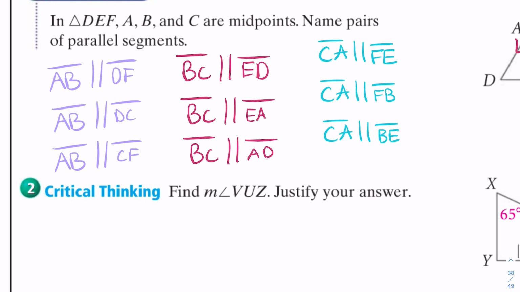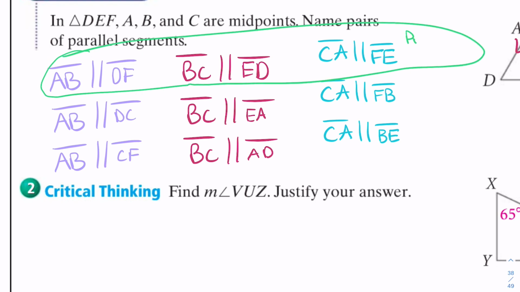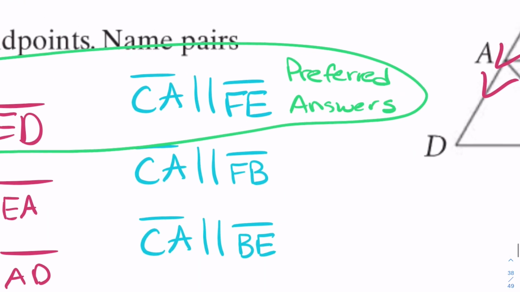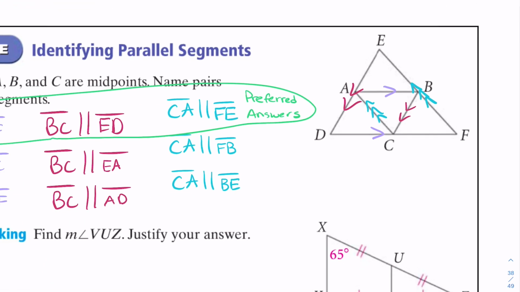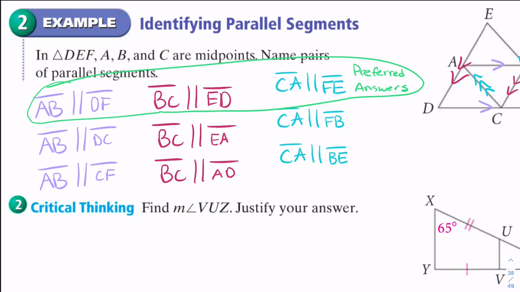Here's what I'm going to do. I am going to circle these and put that these are the preferred answers. Preferred. I just want to make sure. That looks wrong. No, it is. Okay. Preferred answers. That R is too small to see. Preferred answers. So those are preferred answers, but again, they're not the only ones.